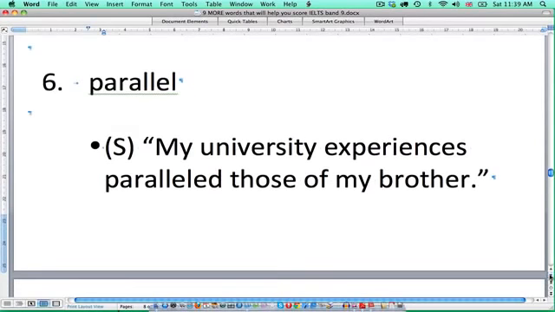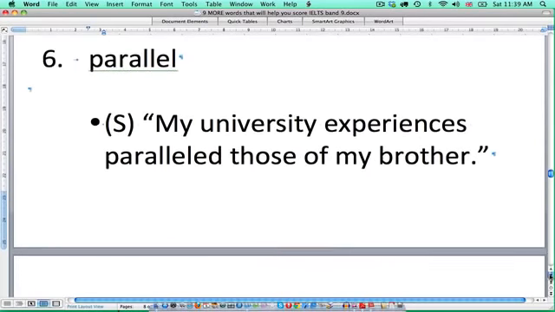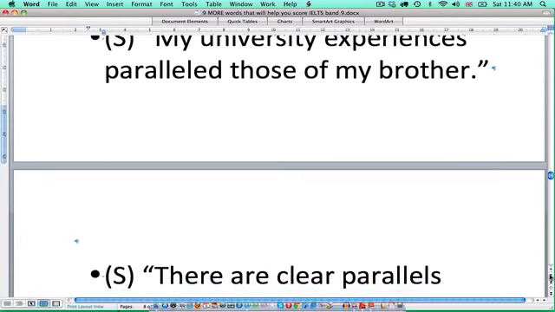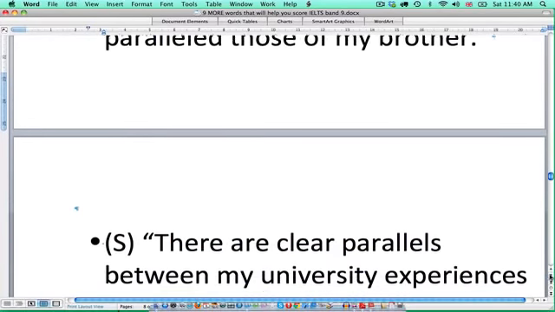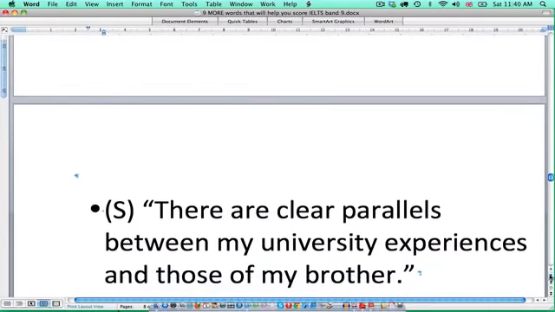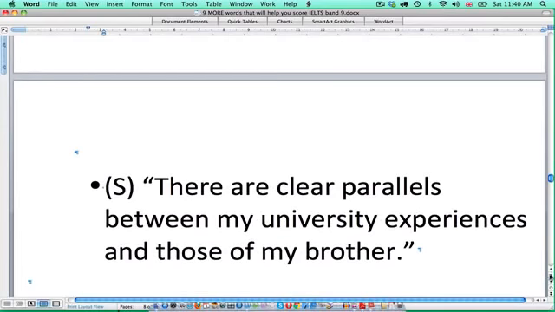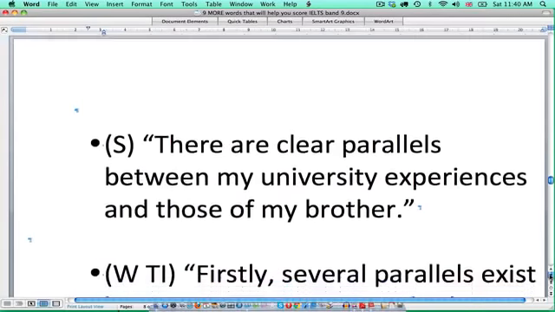I just wanted to point out another way that you could use it to state the same example. There are clear parallels, noun, between my university experiences and those of my brother. Okay, so 2 different ways you can use it here.